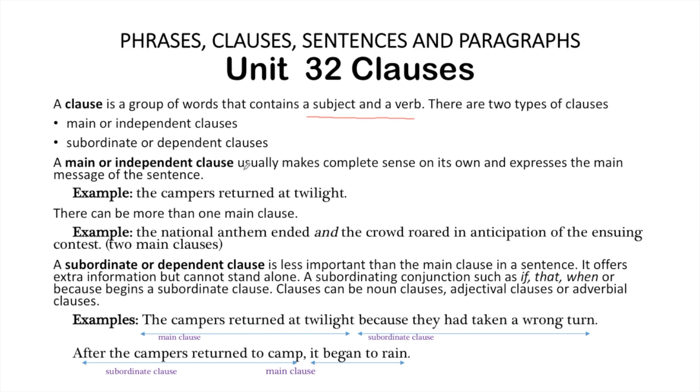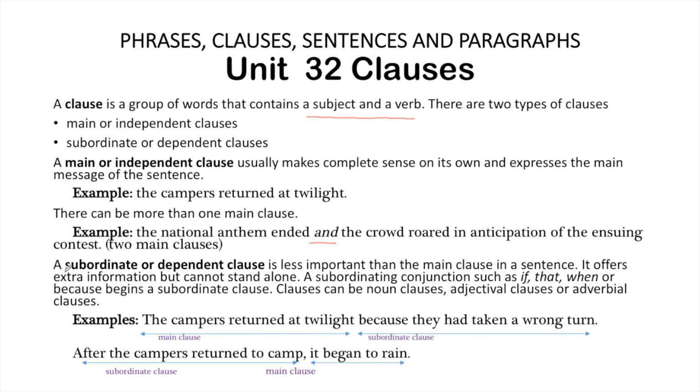A main or independent clause usually makes sense on its own and expresses the main message of the sentence. For example, the campers returned at twilight. That could be a whole sentence on its own. There can be more than one main clause in a sentence. For example, the national anthem ended and the crowd roared in anticipation of the ensuing contest. This one has two main clauses, and in this case, separated by the conjunction and.